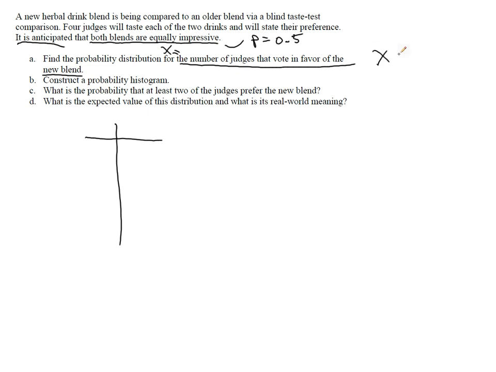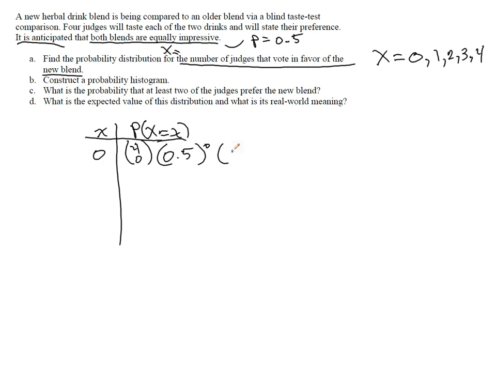Now, X can be one of 5 values. 0 can vote in favor, 1, 2, 3, or all 4 can vote in favor of this new drink. So now we want to know the probability distribution. How likely is it? Well, for 0 successes, that means out of the 4 judges, 0 will favor it. 50% chance of success, 0 successes. 50% chance of failure, 4 of those assumed in this case.